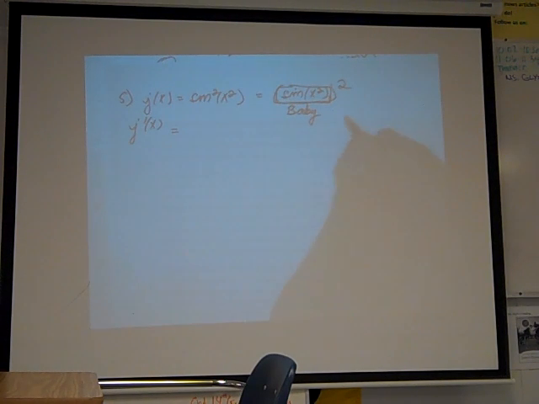Chain rule says you take the derivative of the mama. Mama is big x squared here. 2 times, leave that baby alone, times the derivative of the baby.